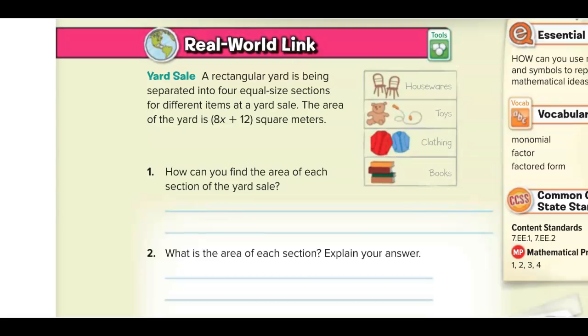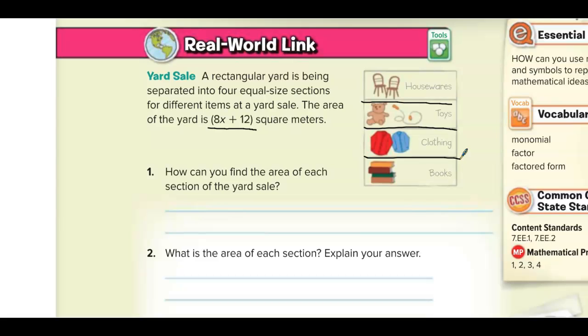Okay, so again, read the story problem, guys. We need to pay attention too, because a lot of us are distracted. The one that I just read? Yes. Okay, I read that. Our total area of our yard is 8x plus 12, but we're dividing it into 4 equal sections. So we need to figure out what the area of one section is.